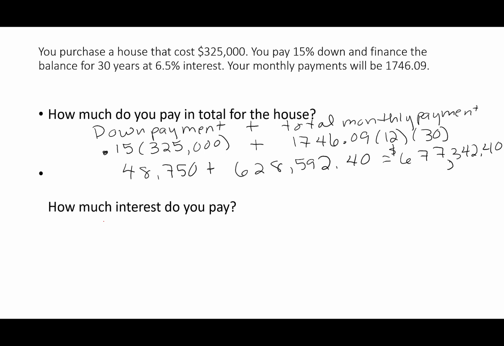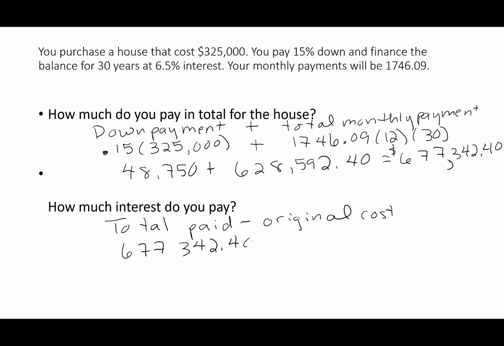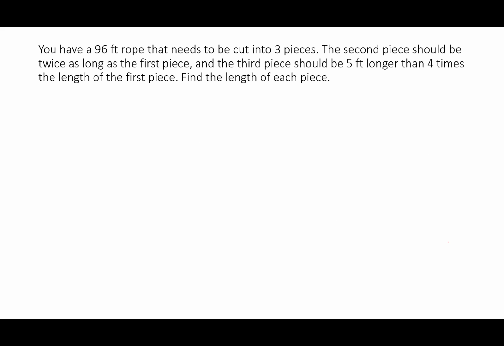So how much interest did we pay? Well, the interest is going to be the difference between the total paid minus the original cost. So if we take the $677,342.40, we'll subtract $325,000. That says we paid $352,342.40 in interest.